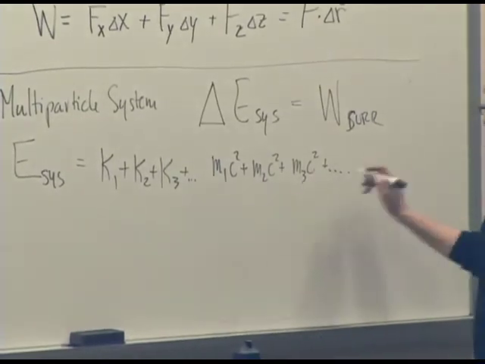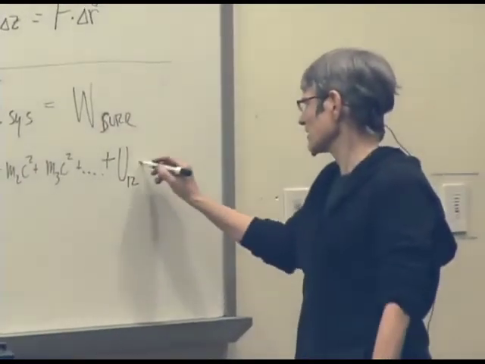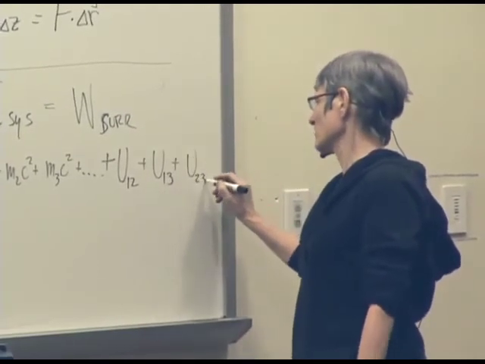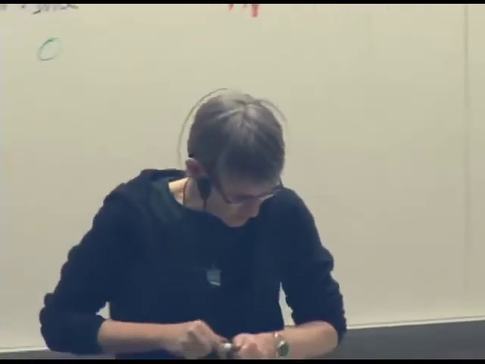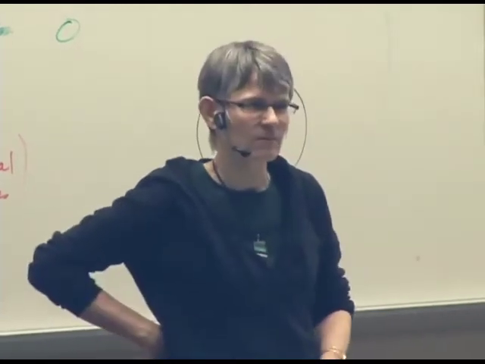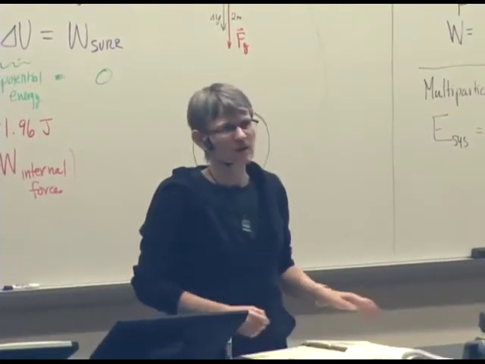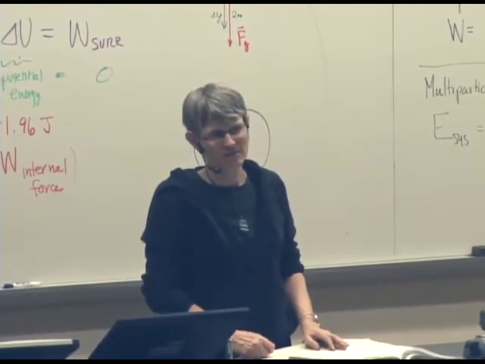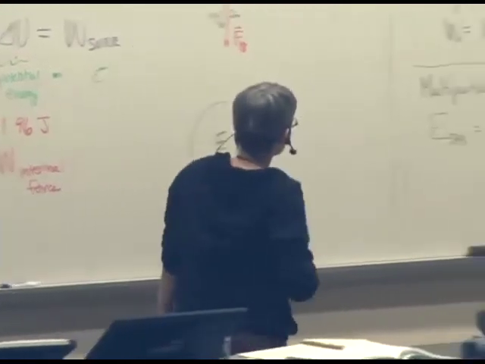And then we have another term, plus the potential energy associated with 1 and 2 interacting, and the potential energy associated with 1 and 3 interacting, and the potential energy associated with 2 and 3. So all the pairs of objects have potential energy. You okay with that so far? So one question is, how are we going to calculate this? And that's what we need to work on.